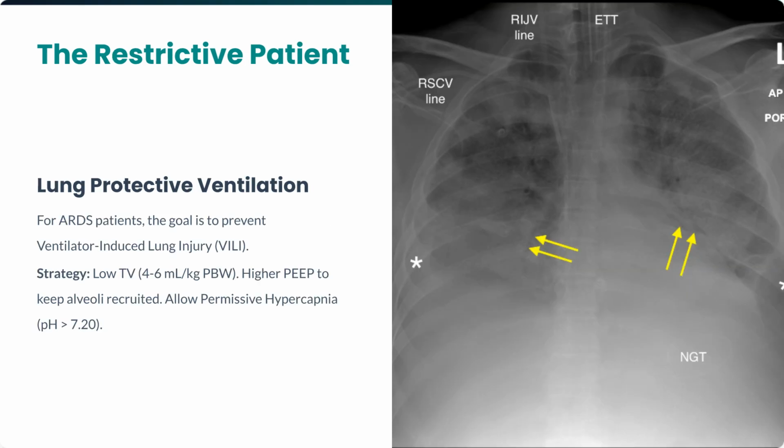For restrictive patients with ARDS, lung protective ventilation is key to prevent ventilator-induced lung injury. Use a low tidal volume of 4 to 6 milliliters per kilogram PBW, higher PEEP, and allow permissive hypercapnia, keeping the pH above 7.20.